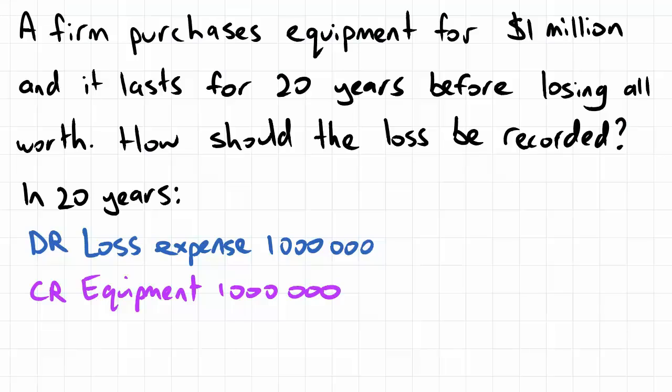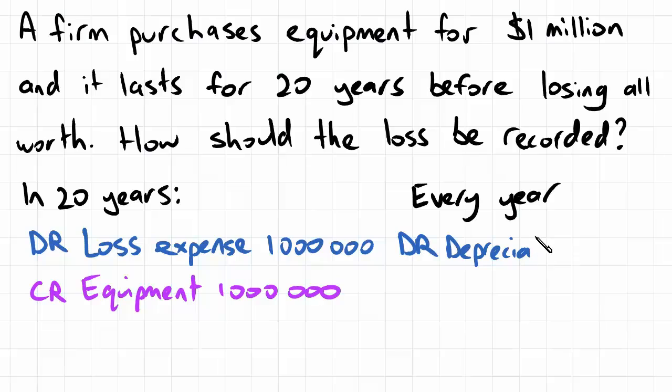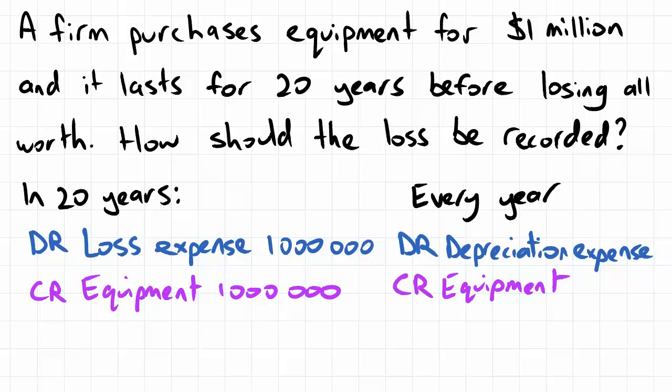Instead of waiting 20 years to recognize this, we say every year we will record the following. We will debit depreciation expense for some fraction of the cost of the equipment. And of course, at the same time, we will credit equipment for some fraction of the value. So instead of just recognizing it as being instantly lost, we are going to say every year it loses a fraction of its value until eventually it goes all the way down. The only question remaining then is, what actually is the amount going to be each year? What is that fraction going to equal to?